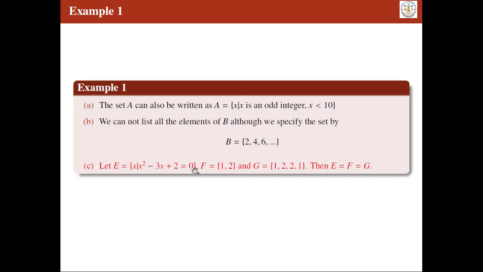Let E be the set of x where x is the solution of this equation. F is a set of two members, 2 and 1, and G is a set of 1, 2, 2, and 1. Then E equals F equals G. We emphasize that a set does not depend on the way in which its elements are displayed. A set remains the same if its elements are repeated or rearranged.